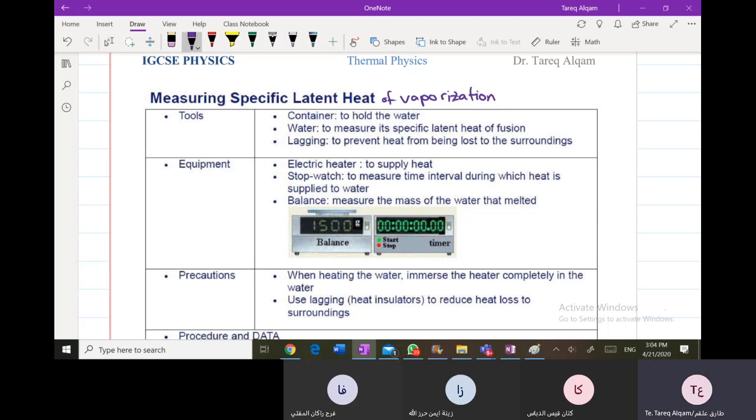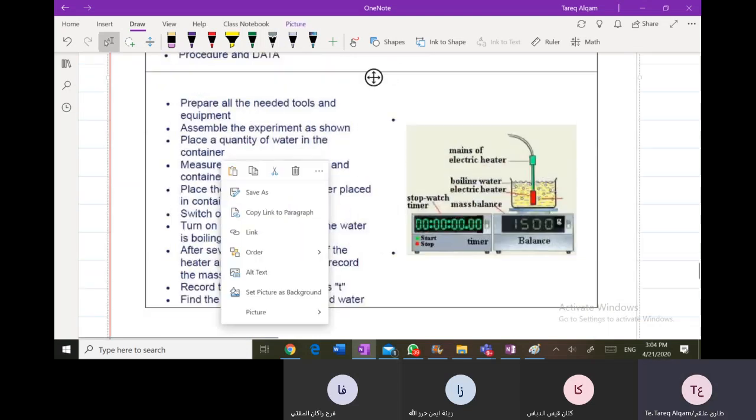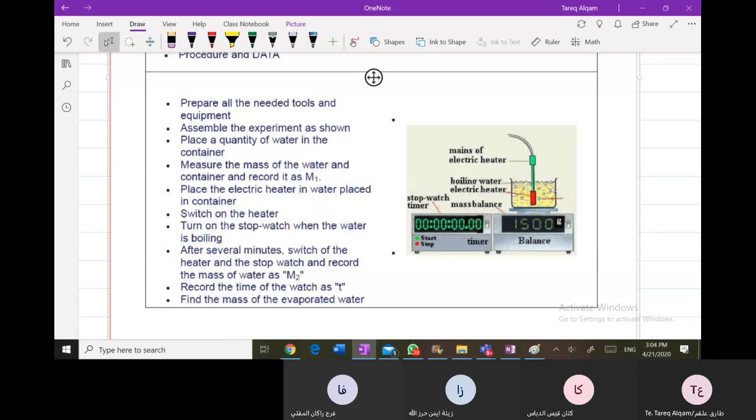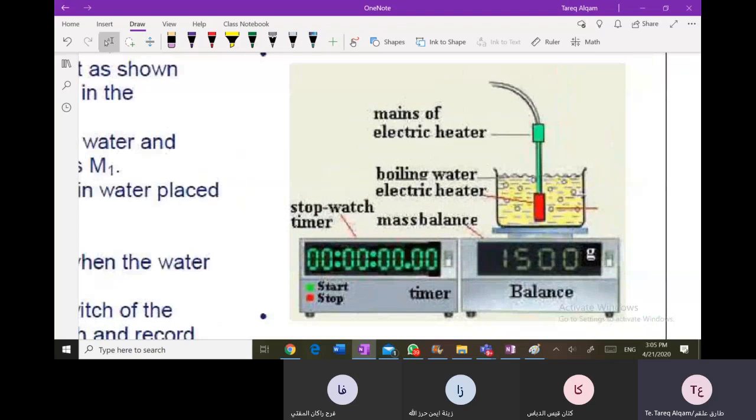Okay guys, here we have a container. It's easy stuff, guys. I have to place boiling water and an electrical heater on a balance. I have to ensure that, first of all, the water is boiling, because we are measuring the specific latent heat of vaporization. So we have to ensure that the boiling process is taking place.